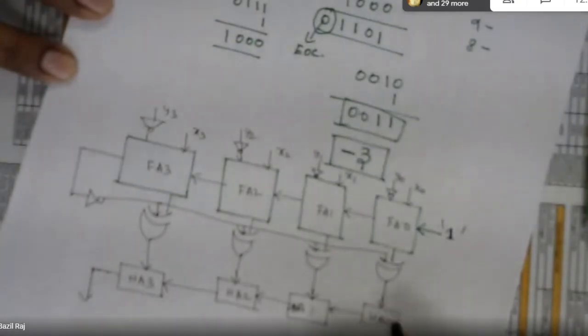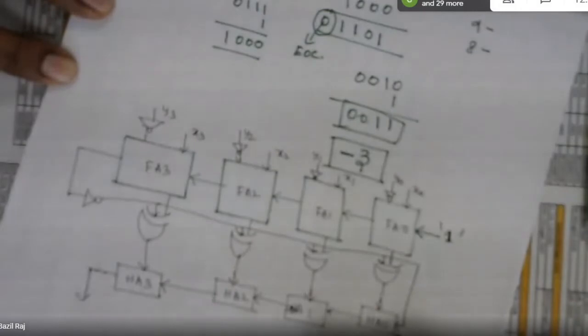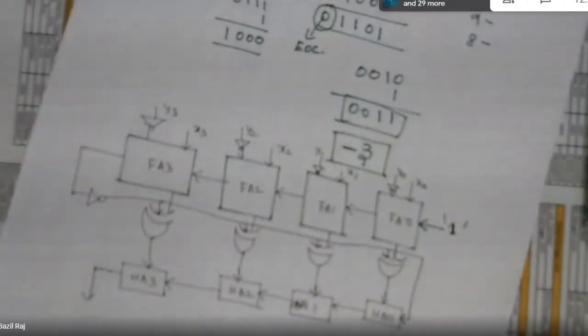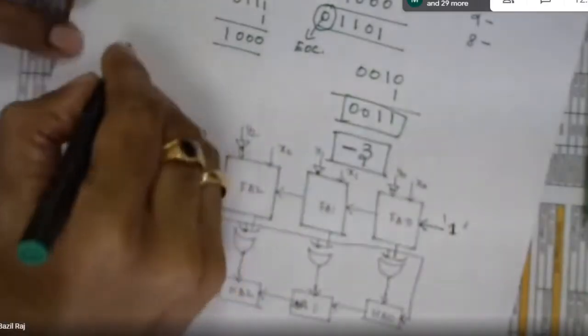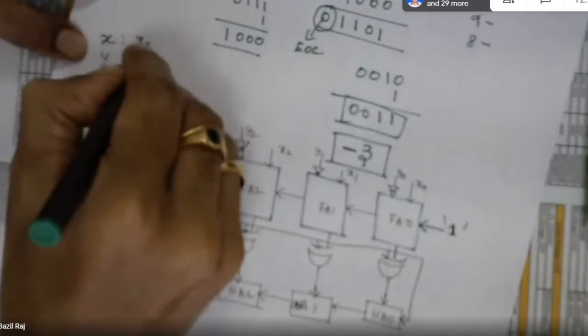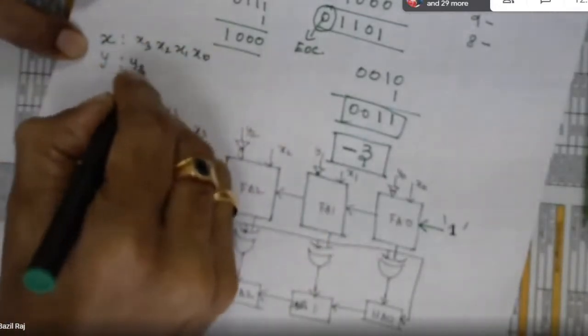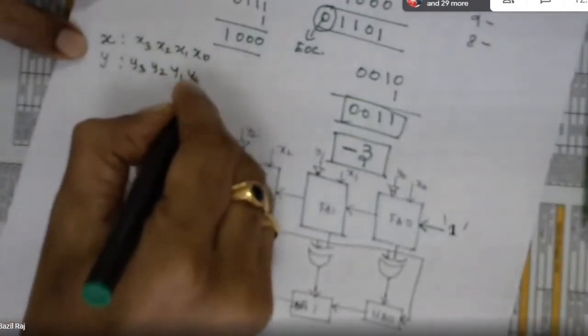Okay. Now we will understand this circuit configuration. Look here. Can you see the circuit? All of you please note it down. Can you see the circuit now? Okay, now listen. We will understand this circuit function. I am going to add X and Y, where X is x3, x2, x1, x0, and Y is y3, y2, y1, y0.